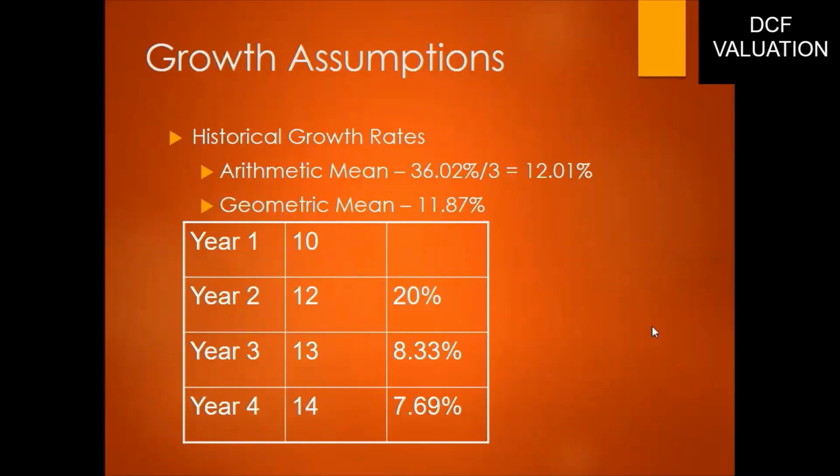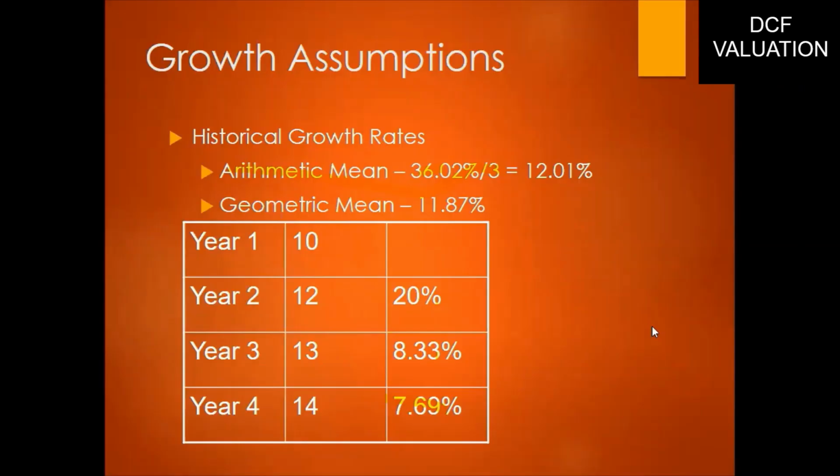Okay. So how do we usually estimate or determine the historical growth rate? One is you simply use the arithmetic mean. So if, let's say, you have these values, year 1, 2, 3, 4, then the growth rate between years 1 and 2 is 20%. The growth rate between years 2 and 3 is 8.33%. And the growth rate for year 4 is 7.69%. The arithmetic mean is simply the sum of these three, 36.02, divided by 3. So you can apply a growth rate of 12.01% if you base it on the arithmetic mean.